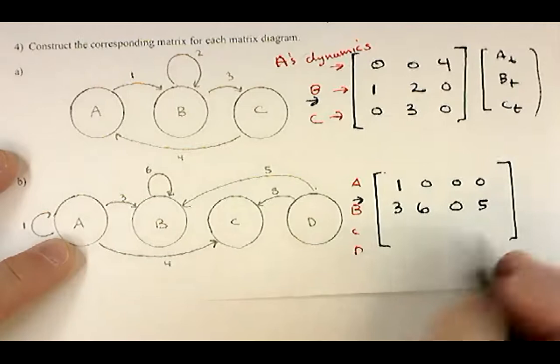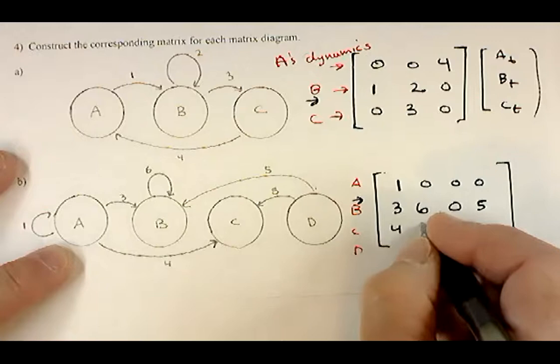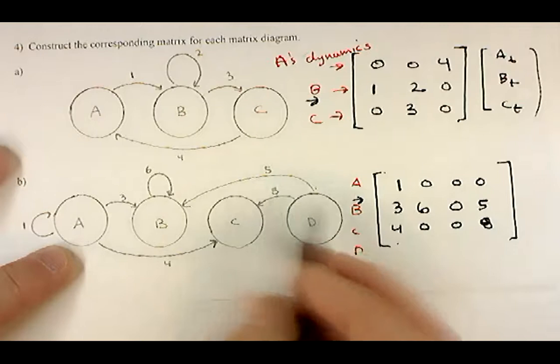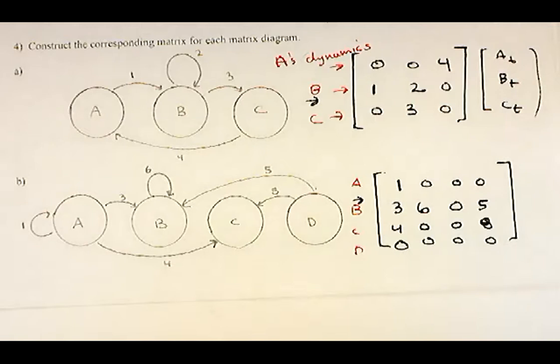And then for C, that's coming 4 from A and 8 from D. So none from B, none from itself, 8 from D. And then finally from D, D is pretty much just giving, huh? So I think for D, its population is not growing at all, right? It's gonna be a bunch of zeros there. This was a D, believe it or not.